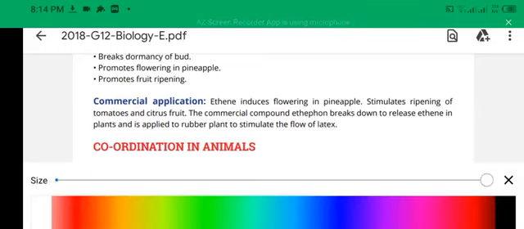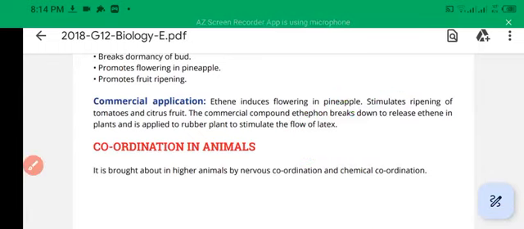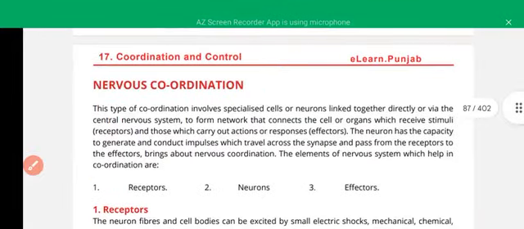There are basically two types of coordination: chemical coordination, which occurs mostly by the hormones, and nervous coordination, which occurs by means of the nervous system, by means of neurons, effectors, receptors, and our brain system, controlling the main process. It is brought about in higher animals by nervous coordination and chemical coordination. First of all, we will study nervous coordination.